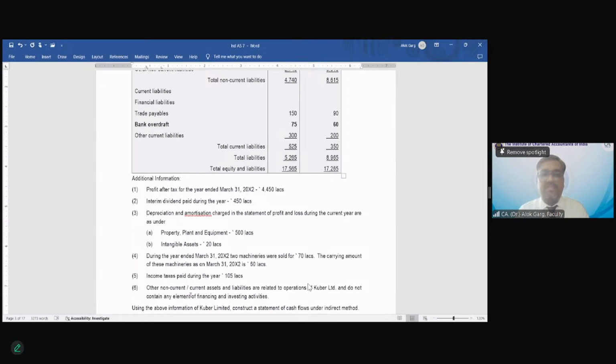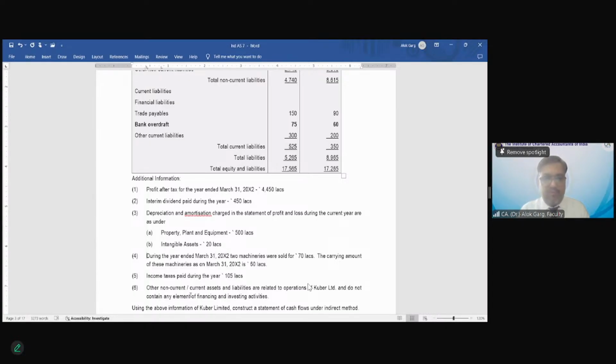Depreciation and amortization charged in the statement of profit and loss during the current year are as under. Property, plant and equipment 500 lakhs. Intangible asset 20 lakhs. You remember in the balance sheet that PPE and intangible asset were there? Yes, it was there. Right now, the depreciation and amortization is also given. So from the opening balance, if we reduce the depreciation and amortization, and when we compare with the closing balance, it will give me the net purchase of the fixed asset, correct? Yes.